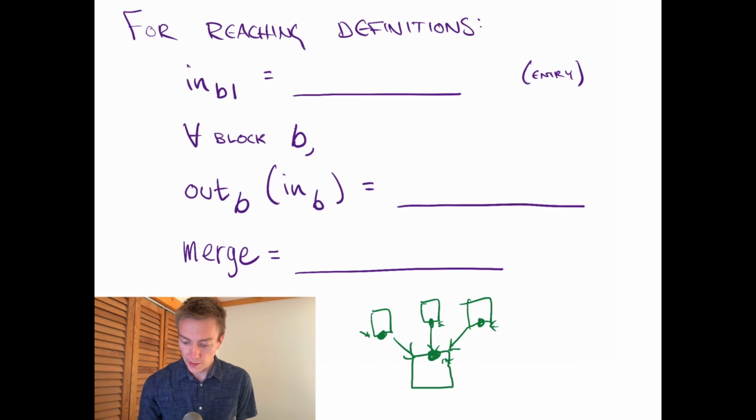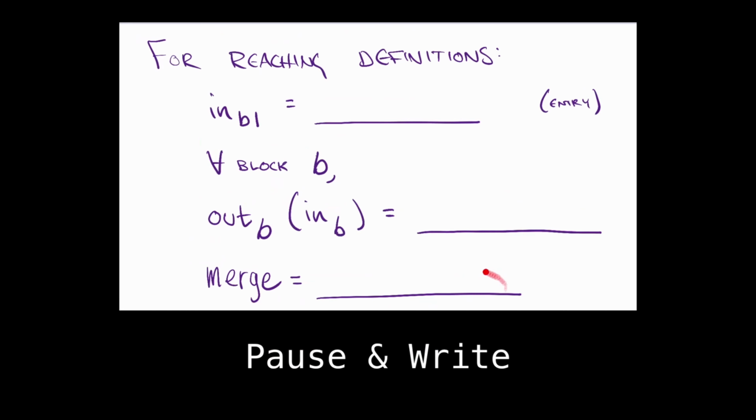So once you do this, that is, once you fill in this form for a given data flow analysis, you're basically done, and we can, in just a moment, see how to solve that system. I want you to pause the video now and try filling in these blanks. Come up with an initial value, a transfer function, and a merge function for reaching definitions.